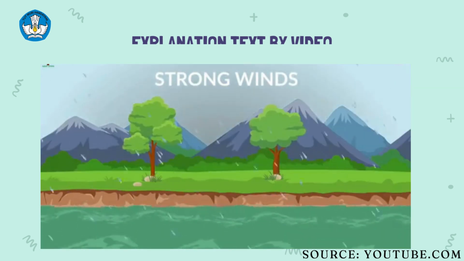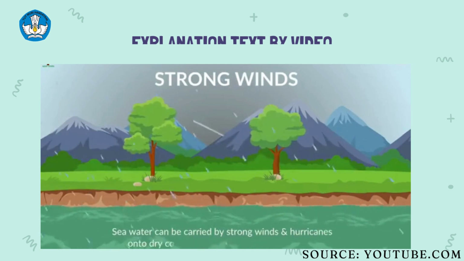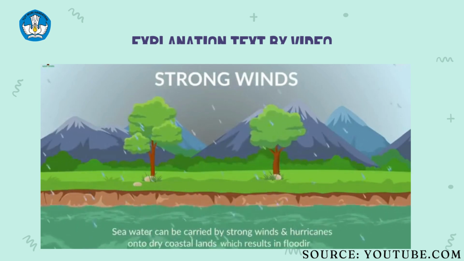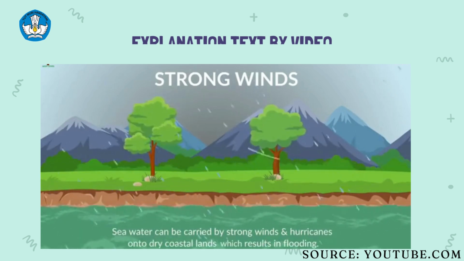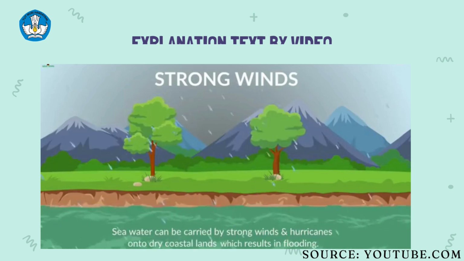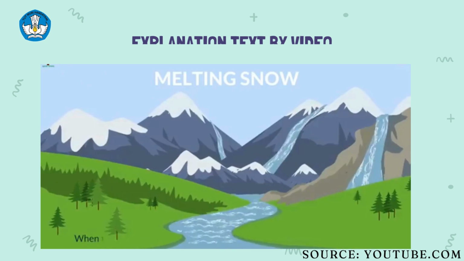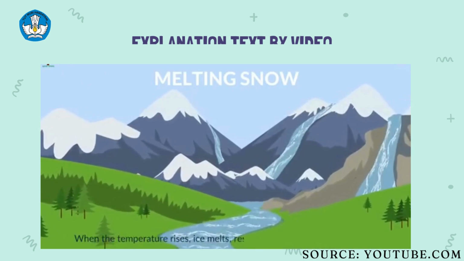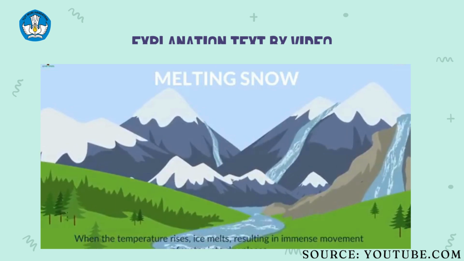Strong winds. Seawater can be carried by strong winds and hurricanes onto dry coastal lands, which results in flooding. Sometimes, the winds carry rains by themselves. Tropical cyclones and hurricanes can produce rains, which cause massive flooding. Melting snow. When the temperature rises, ice melts, resulting in immense movement of water into dry places.